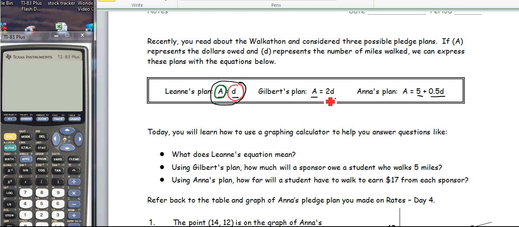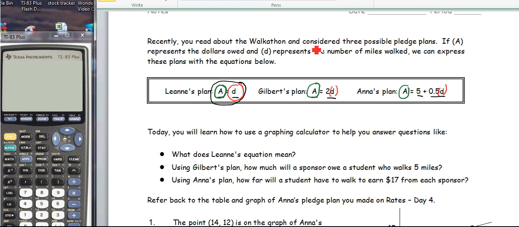Now it's a little easier to see in Gilbert's plan because here we have D inside the equation and A is on the left. And the left is where you normally see the dependent variable, though it doesn't have to be there. Here's the dependent variable. The independent variable is going to be this D right here.